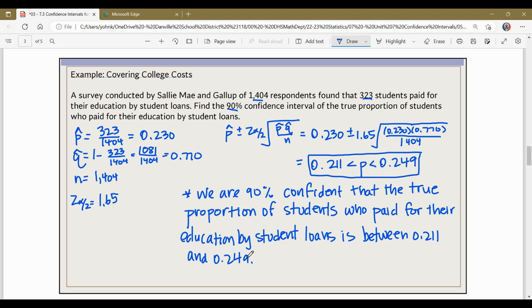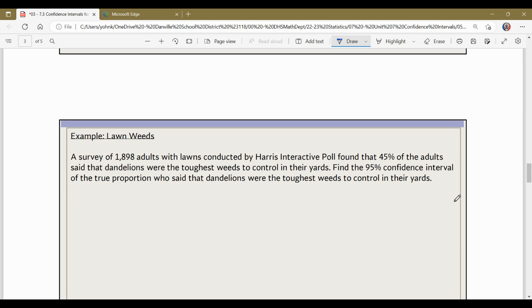So we sampled this very small proportion of people, 1,404 students, and found 23% paid for their education using student loans. Based on that, we can say with 90% confidence that the proportion of all students who pay for their education with student loans is between 21.1% and 24.9%. Awesome. All right, here's another one.